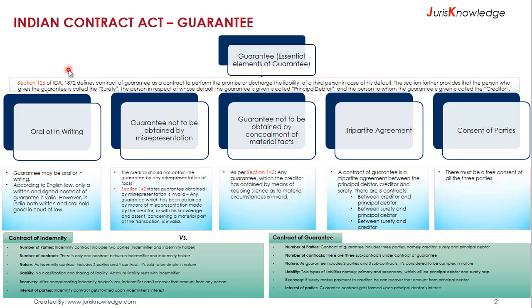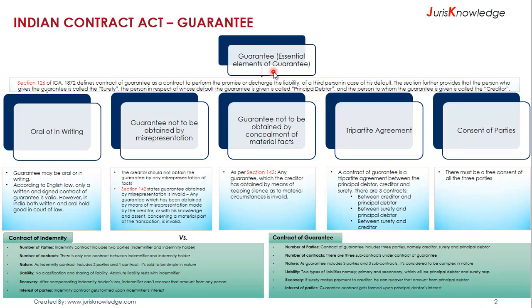The section further provides clarity on three parties who are a part of the entire contract, which are surety, principal debtor, and the creditor. The person who gives the guarantee is called the surety. The person in respect of whose default the guarantee is given is called the principal debtor, and the person to whom the guarantee is given is called the creditor.